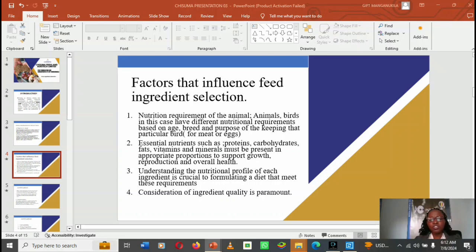All these things are supposed to be understood by us farmers who are formulating our own feeds. Then, consideration of ingredient quality is paramount. The quality is the same thing I'm just talking about. So let's take our ingredients for analysis. Hence, we are going to be able to cover all these things that have been mentioned on this page.